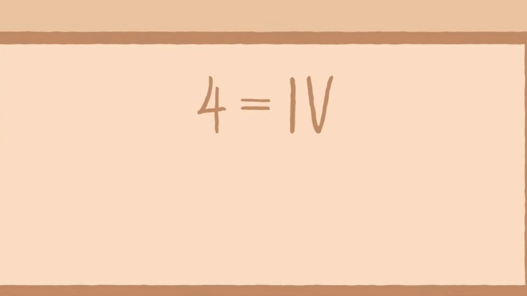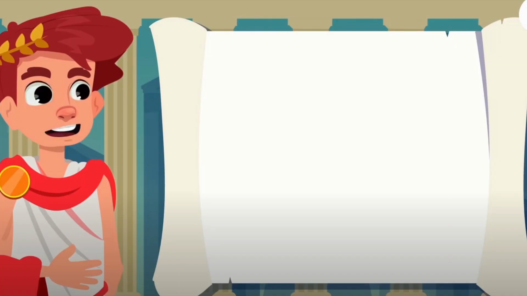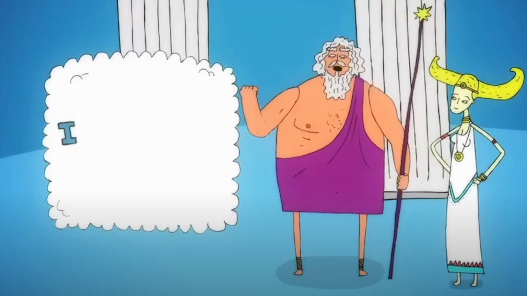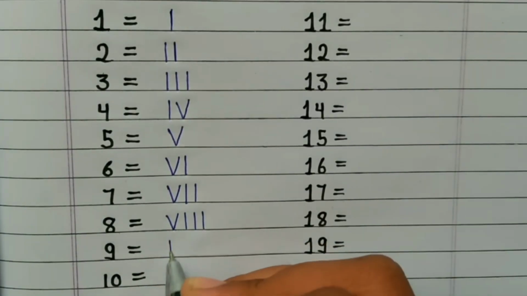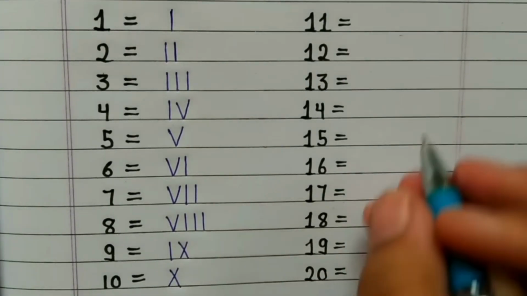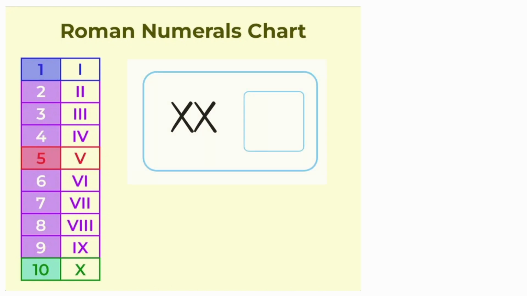In these cases, if a symbol has a smaller value than the symbol immediately to the right, then the smaller value is subtracted from the larger value. The Romans probably found IV easier to read than IIII, and found IX easier to read than VIIII. Do you agree? Let's use what you know about addition and place value to try to find the value of the Roman numeral XX.